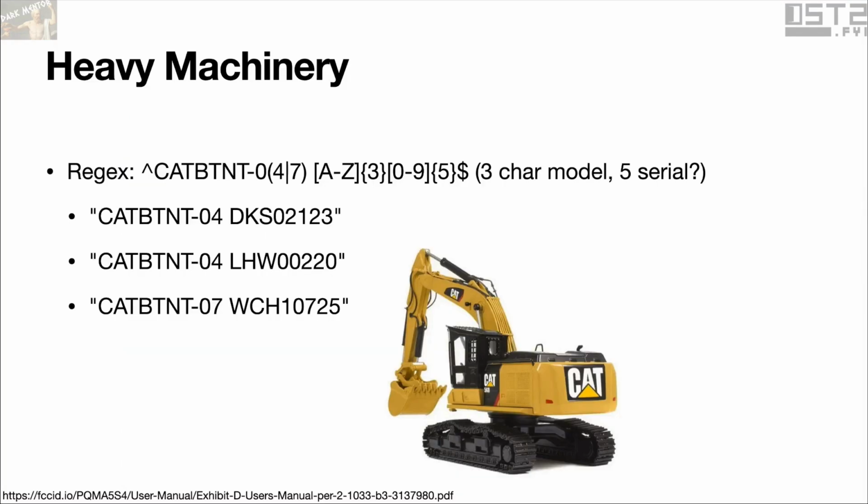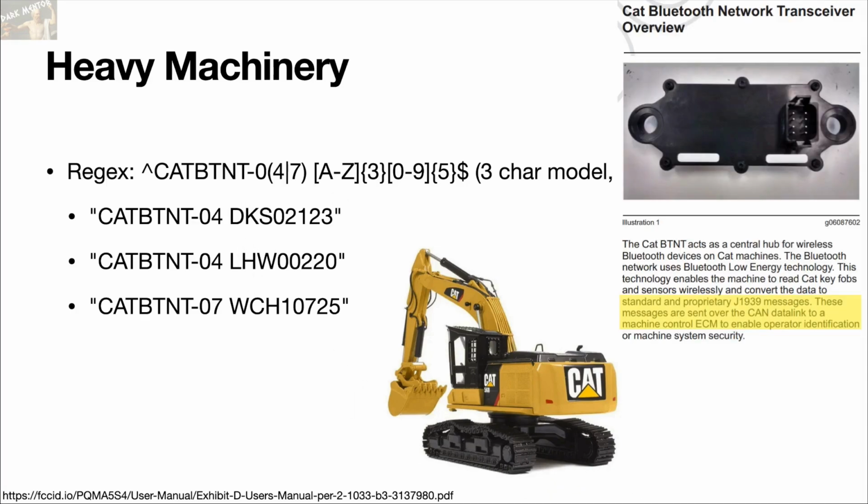Now let's switch gears to heavy machinery. So CAT BTNT. These are devices that you'll see associated with heavy equipment. So when I Googled around for the CAT BNT, I found this thing. This is the Bluetooth network transceiver, and it says these messages are sent over the CAN data link to the machine control ECM to enable operator identification. So that's already super juicy.